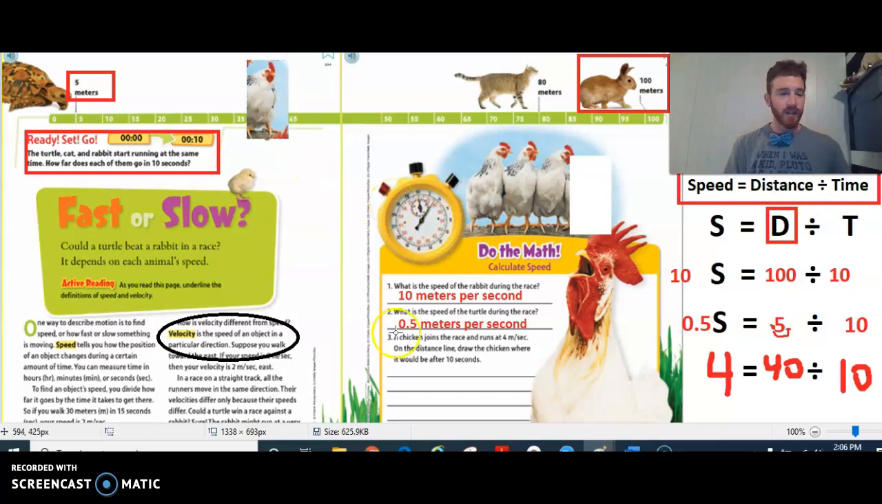Okay, so this is just a quick look at calculating speed as a way of measuring motion. We are used to speed and we're used to knowing what motion means, but now we're putting all that together.